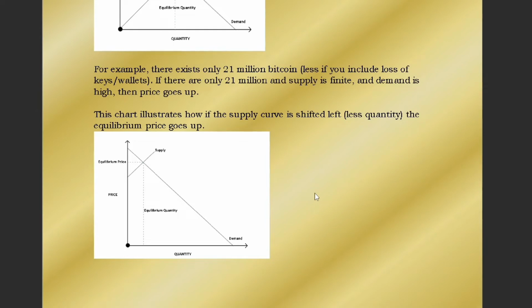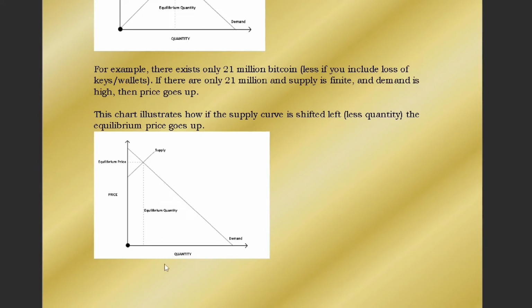So, in the example of Bitcoin, there's only 21 million Bitcoin that will ever exist. There's less if you include loss of keys and wallets and even sending to the wrong address. So if there are only 21 million and the supply is finite and the demand is high, and just say the demand keeps on increasing as well, then the price will go up.